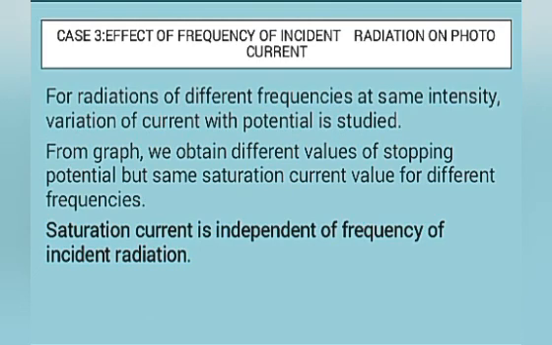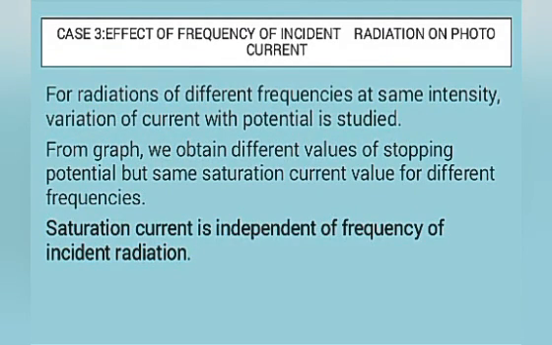So let us discuss case 3, that is, the effect of frequency of incident radiation on photocurrent. You have heard the word monochromatic light. Monochromatic means single-colored light, which gives you a single wavelength or single frequency.